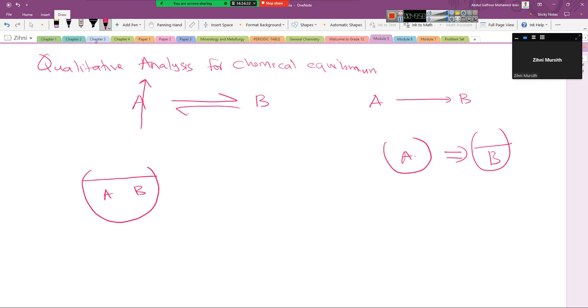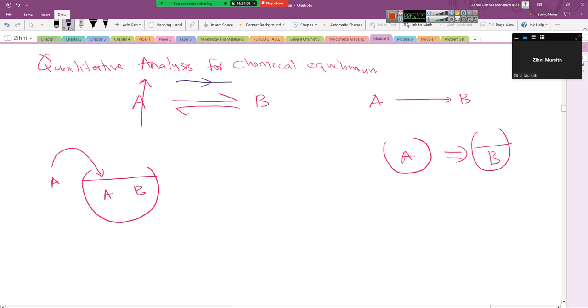Now you just see this. Let's say you externally put some more A. What will happen? The system automatically will tend to reduce A. So if you are increasing A, what should happen? A should be converted to B. So in which direction will the equilibrium move? The equilibrium will move in the forward direction. Can you understand that?